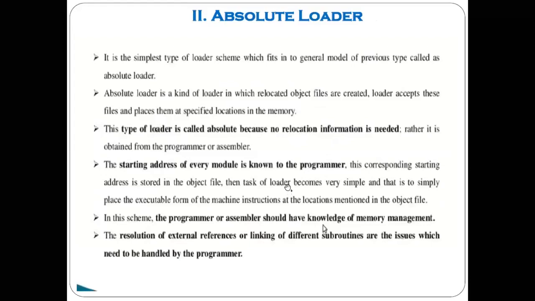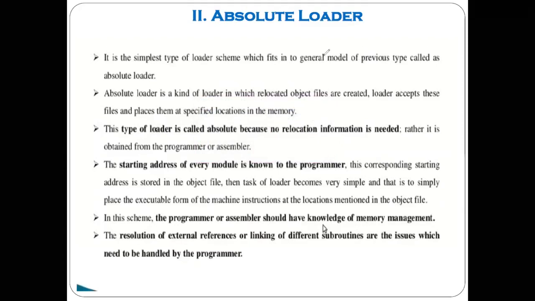The second kind of loader we have also discussed, that is the absolute loader. This loader tries to overcome the limitations of our previous loader. In case of this loader, the assembler or translator is not present in the main memory, it is present on the secondary memory, and because of that, the wastage of memory gets avoided.